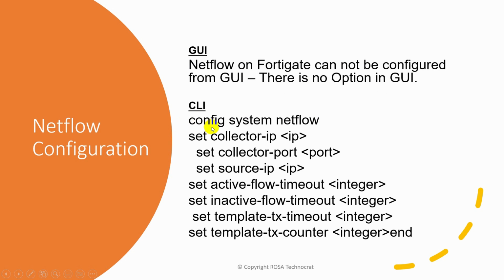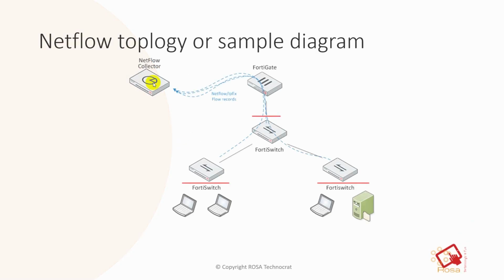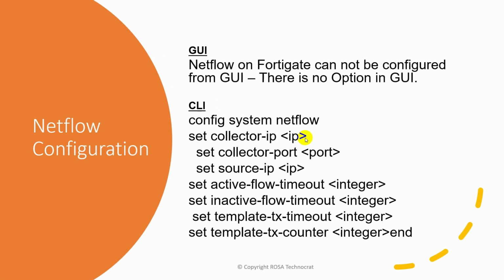Basically, you have to go under config system netflow and then set collector IP. Collector IP is the destination where you will be sending your IP flow or NetFlow records, as shown in the previous topology. The device here is the NetFlow collector. So when you are configuring on the FortiGate, you have to define the IP of the NetFlow collector, and you have to define on which interface you want to collect the data.